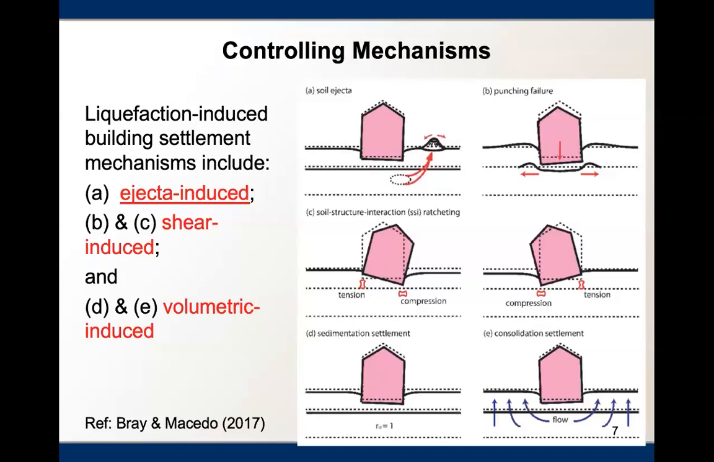Based on extensive field observations, followed by centrifuge tests, Professor Bray at Berkeley has proposed 3 control mechanisms of this phenomenon. The first one is ejecta-induced. The second one is shear-induced, and the third one is volumetric-induced. Those 3 mechanisms contribute to the observed damage in buildings sitting on shallow foundations in liquefied zones. And I'm highlighting the first mechanism, ejecta-induced, because I'm going to refer to it throughout my presentation on multiple occasions.